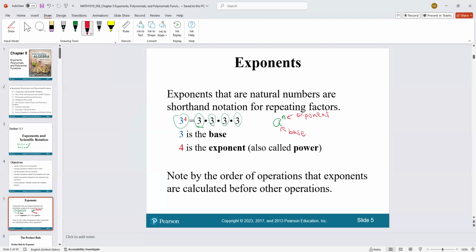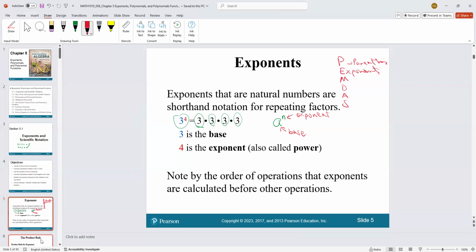Note that by the order of operations, exponents are calculated first. Remember when we do PEMDAS, after parentheses, exponents come second. Then you use the order of operations: multiplication, division, addition, and subtraction.